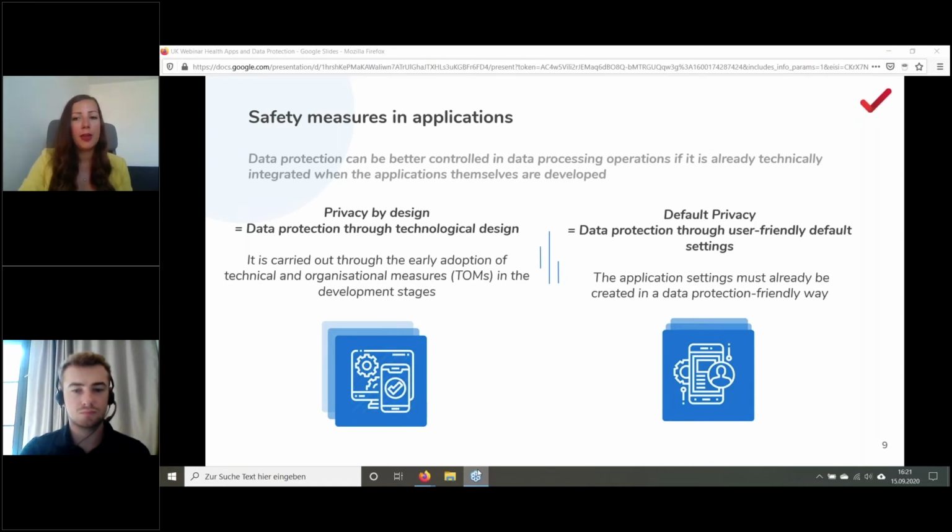This means that the factory settings of the app should be created in a privacy friendly way, especially for users who may not be as technically minded as I am, as we saw with the sites.